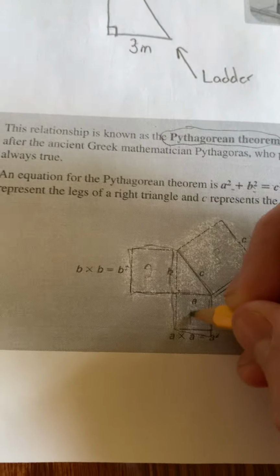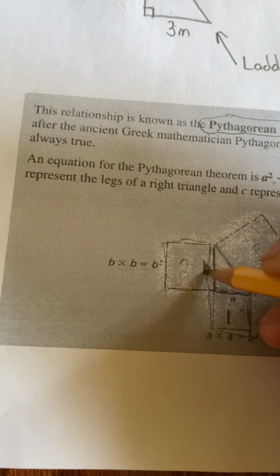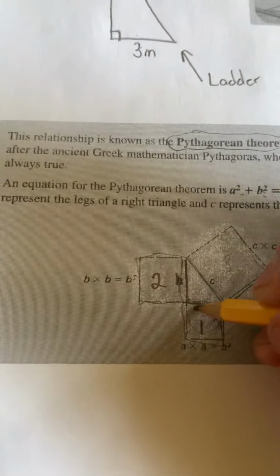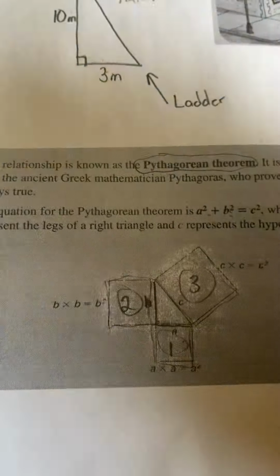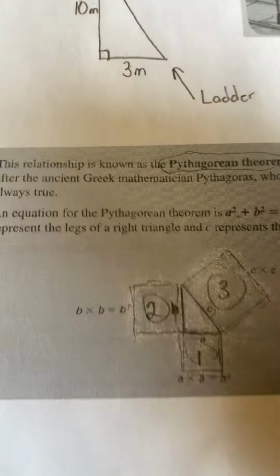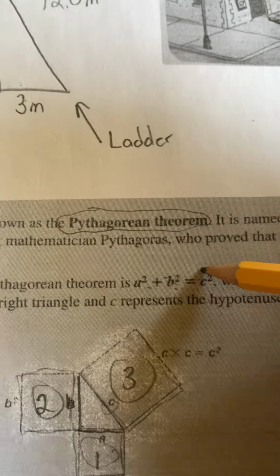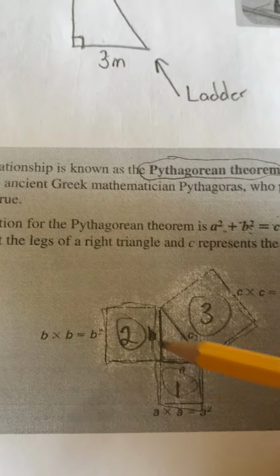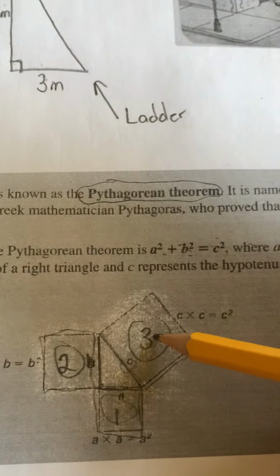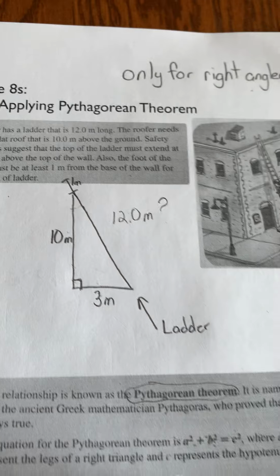So if we look at square 1, which comes off of side A, and we look at square 2, which comes off of side B, the area of square 1 plus the area of square 2 equals the area of square 3, which comes off side C. So really what we're saying is a squared plus b squared equals c squared. So the area of a squared plus the area of b squared equals the area of c squared.